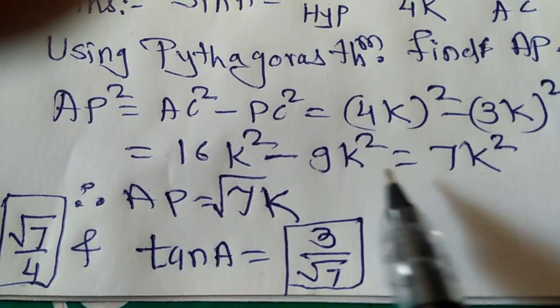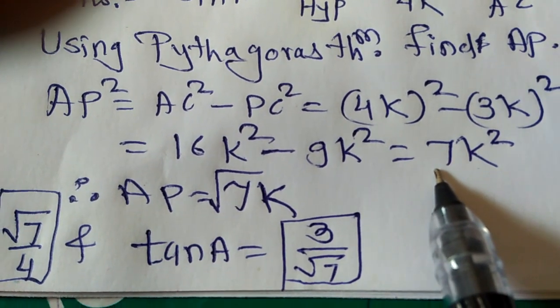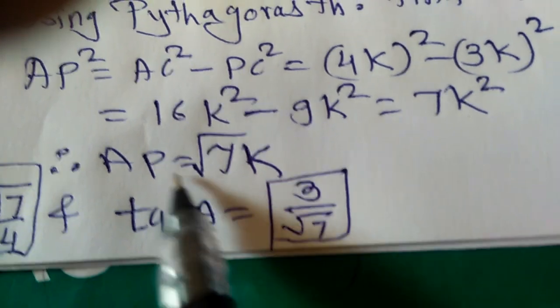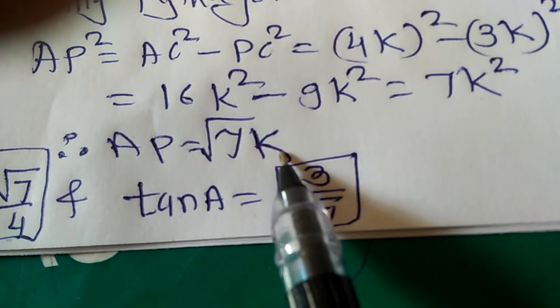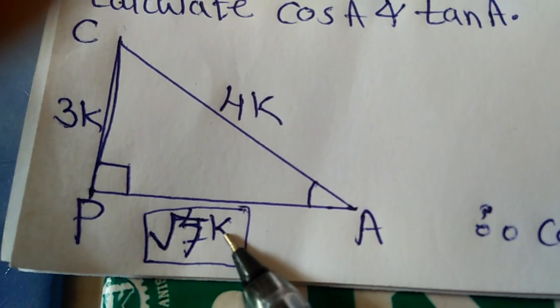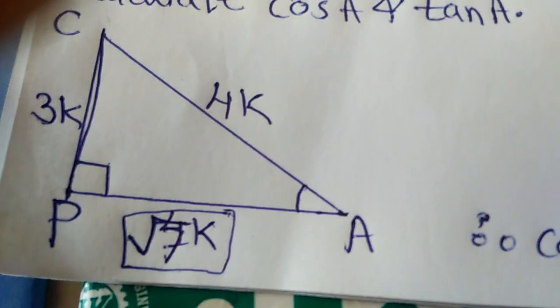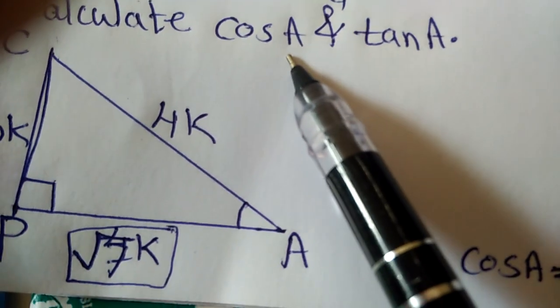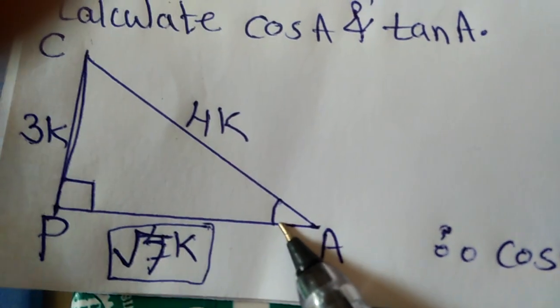Therefore AP is equal to root of 7K square. 7 is not the perfect square of any number. Therefore 7 can be written as root 7 under the square root. Then K square will become K. Therefore AP's value is root 7K, and that we will note in our diagram. If you write all the values of the side lengths in the diagram, then your job is easy to find the ratios. Cos A. Cos A is what?